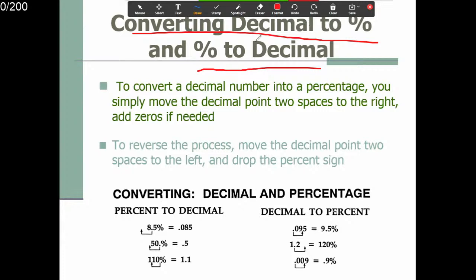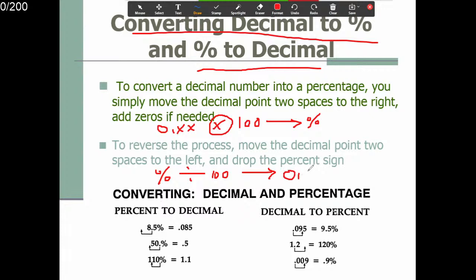Alright, so converting decimal to percent and back from percent to decimal. The concept is simple. Decimal to percent, we know: any decimal, you have to times it by 100 to get your percent. If you have a percent, you have to do the opposite: you have to divide it by 100 to get your decimal. As simple as that.